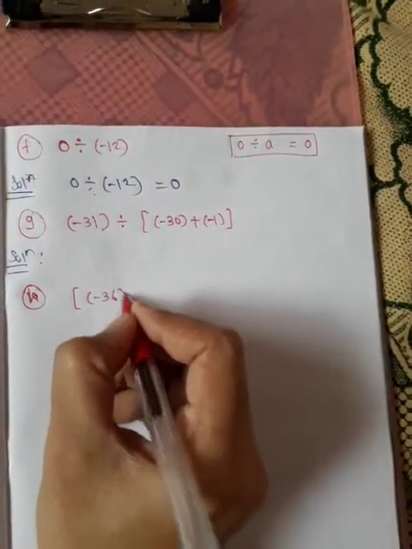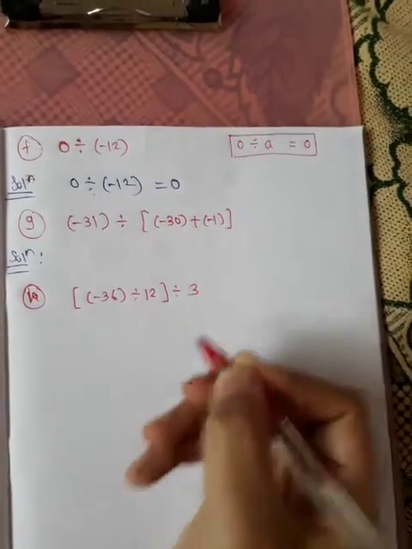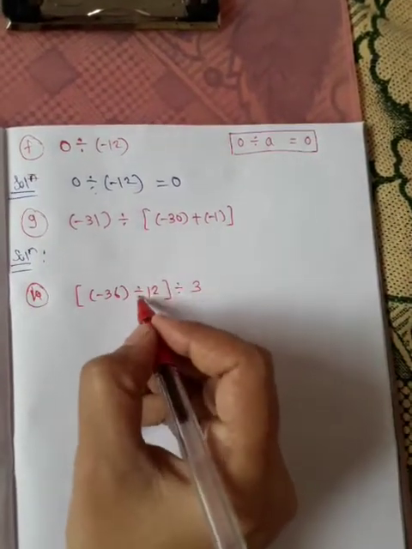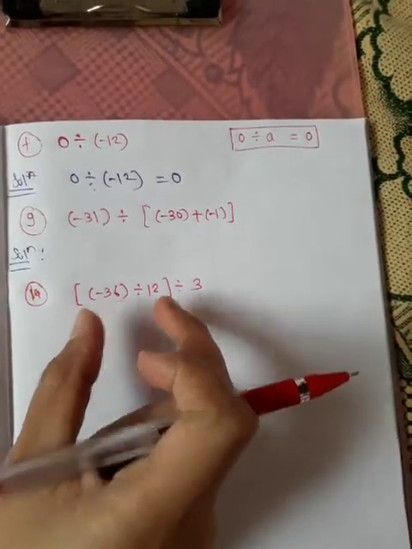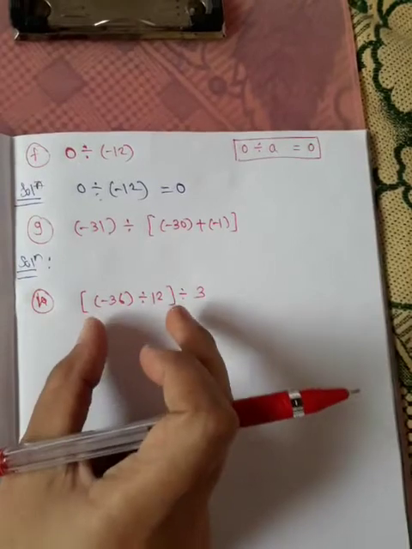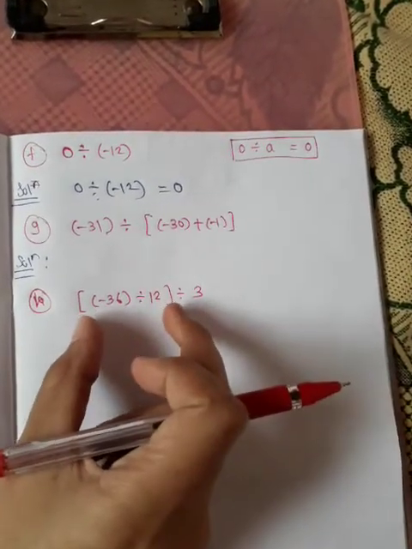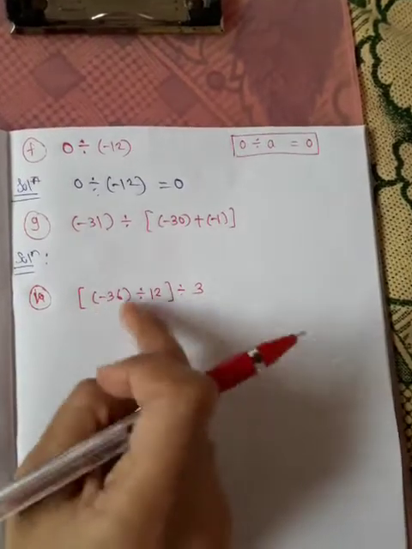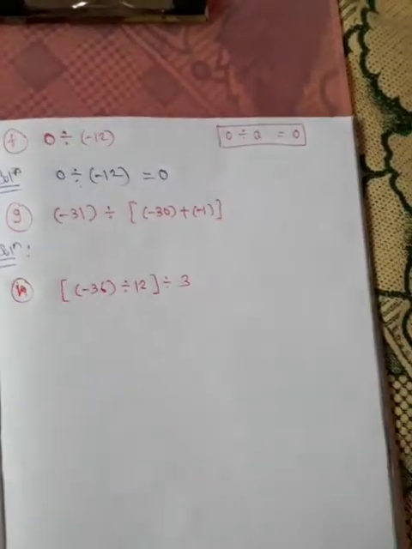Now H is given as minus 36 divided by 12 divided by 3. Here also you can do the calculation. First do the calculation in bracket. So in bracket there is a division and you can do it. So first do this calculation and then do the outside division. Okay, so you can solve H also.